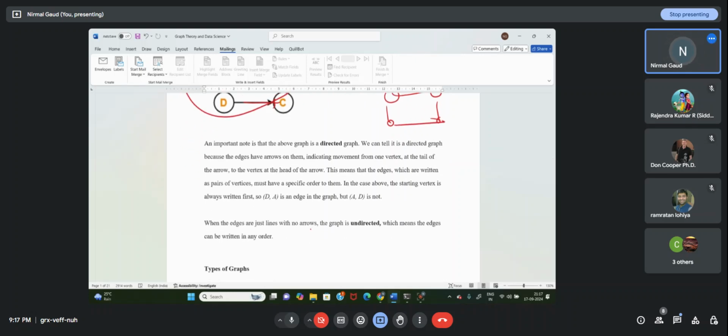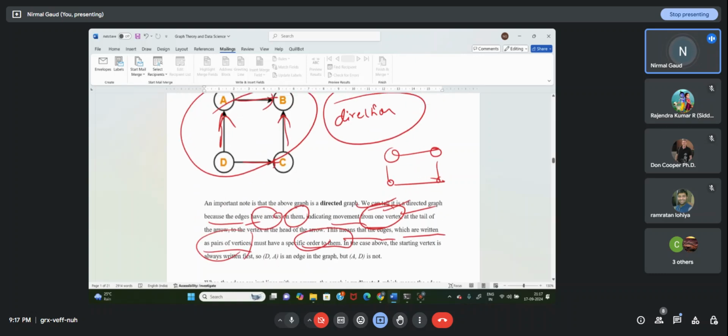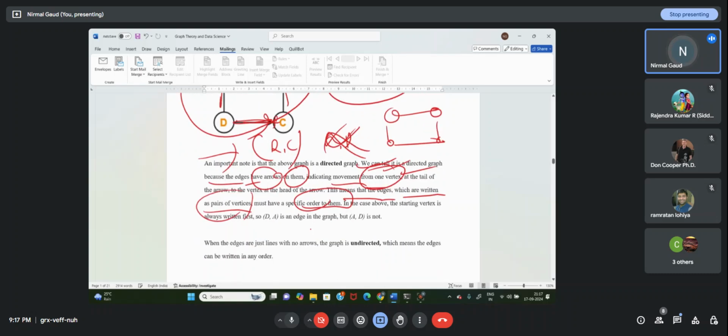Okay, so here we can tell it is a directed graph because the edges have arrows in them indicating the movement from one vertex to another vertex. This means that edges, which are written as a pair of vertices, must have a specific order. So here it is D to C. D, C. This is how you have to make an order. But you can't make C to D. This is the wrong order. The edge is showing you the direction. You can go from D to C, but you can't come back from C to D. It's not possible. So D to C is the correct order. That's what you have to maintain.